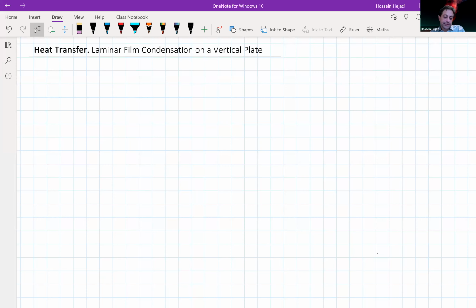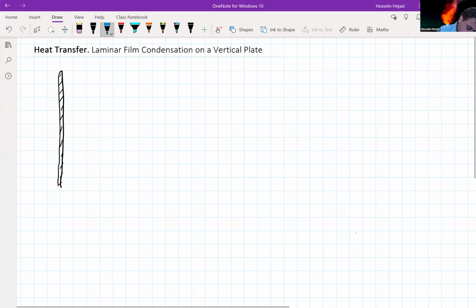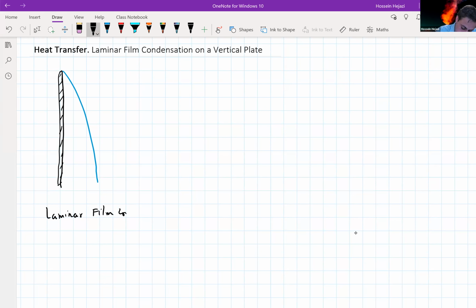If we look at the laminar part of the film condensation on a plate and draw the temperature and velocity profile, so let's say this is the condensate and we are looking at the laminar film condensation.